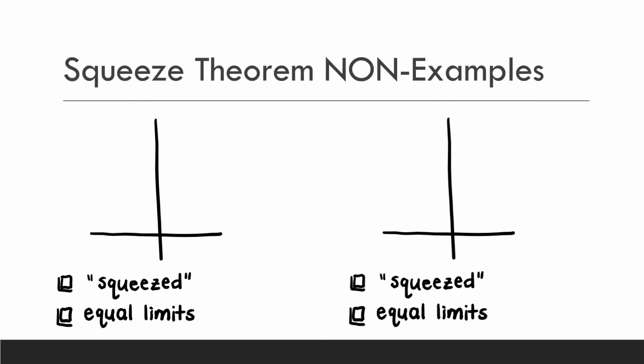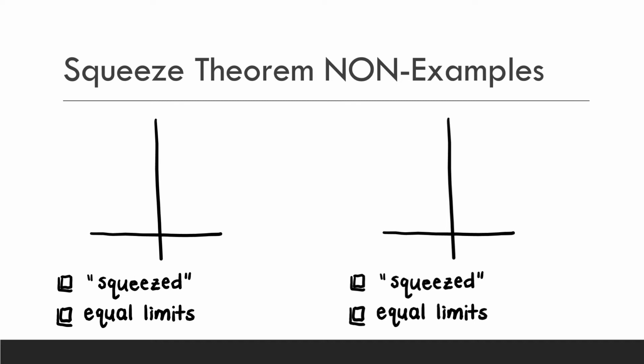So there are those two main criteria that are necessary in order to use Squeeze Theorem. You have to have a function that is squeezed between two other functions, and those outer functions have to have the same limit. So here's a few non-examples, just looking at the picture, where it might pretend that you can use Squeeze Theorem, but it fails one of these two criteria.